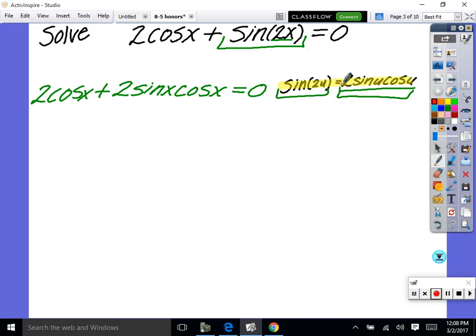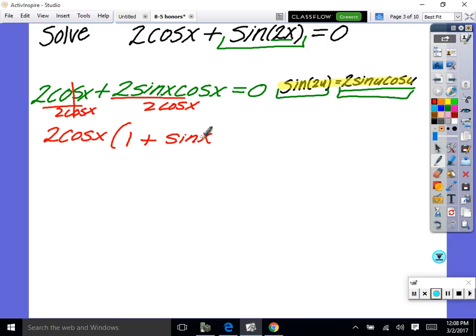So now, how would we solve this one? We always try doing what first? Factoring. What can we factor out? A 2 and a cosine x. So divide by 2 cosine x to see what's in your parentheses. So left right there is a 1 plus sine of x. And now look at it, guys. We have it very easily factored here. So now you can set each of those equal to 0 and solve.